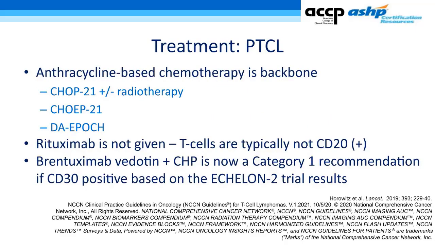The first-line treatment of peripheral T-cell lymphoma is going to be an anthracycline-based chemotherapy regimen. And you can see here, these are variations of CHOP. Again, rituximab is not going to be given because T-cells are not typically CD20 positive. But if the patient is CD30 positive, you could use the combination of brentuximab as well as cyclophosphamide, doxorubicin, and prednisone as a Category 1 recommendation based on the Echelon 2 study.